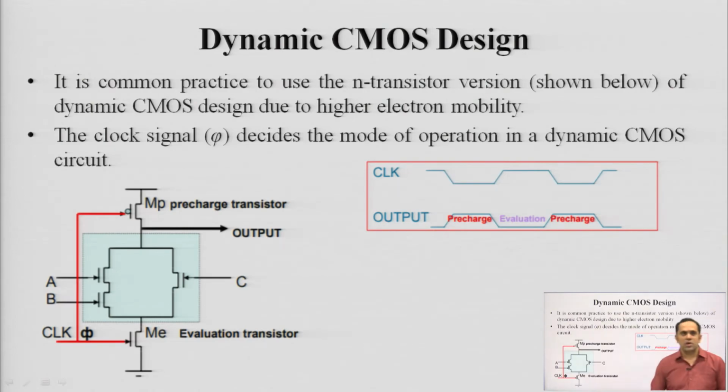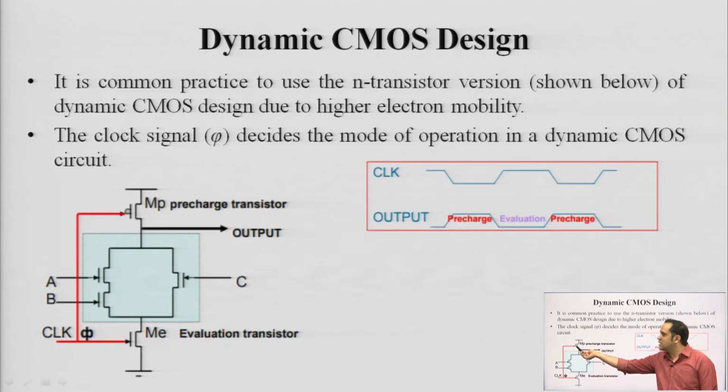Okay. So, it is generally common that because of higher electron mobility, we tend to use the N type MOSFET more than the P type MOSFET. That happened in static CMOS also, and the same is true in dynamic CMOS also. Okay. So, the clock signal denoted by phi decides the mode of operation of your dynamic CMOS circuit. Okay. So, this is the example of your N type dynamic CMOS circuit.